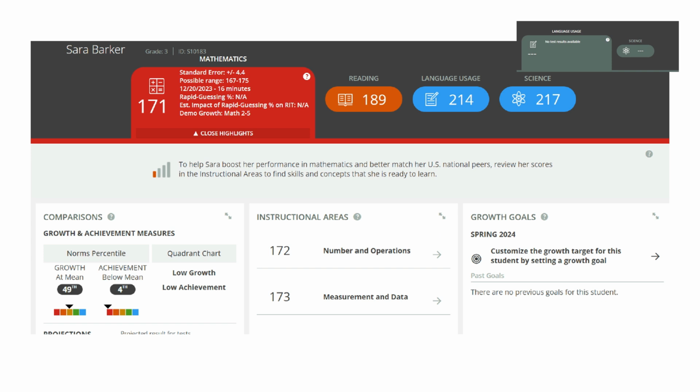If we look underneath the tabs, you will get some basic insights on your student. In this case, you can see that there is a recommendation to help Sarah boost her performance in math and to better match her peers. Reviewing her scores in the instructional areas to find skills and concepts she is ready to learn might be an option. As you can see, there are some comparison data. We have instructional areas, which at the top it's mentioning you should look at. And there is an area to set growth goals. We will look at this in further slides.